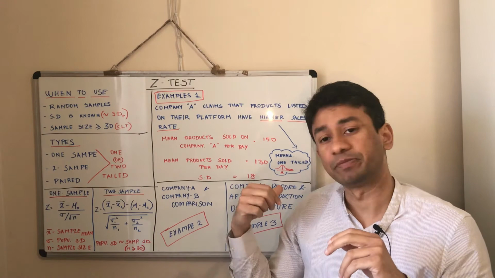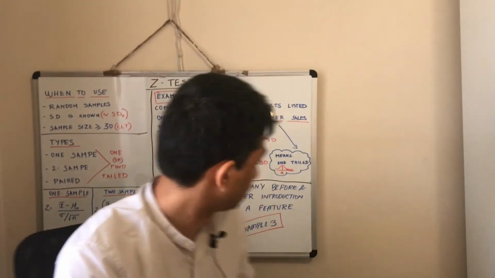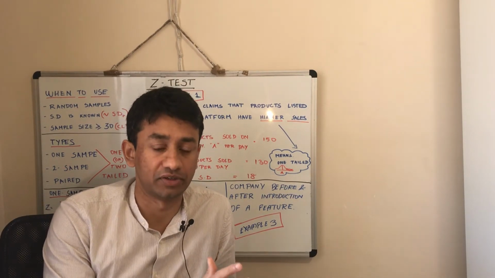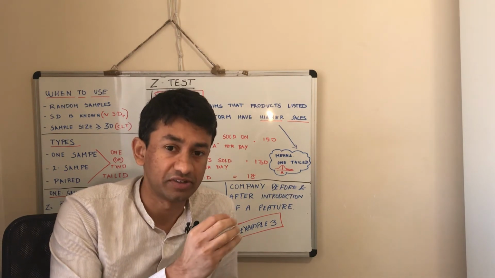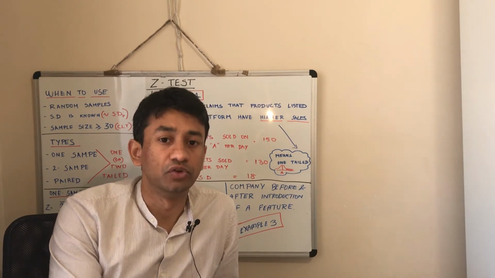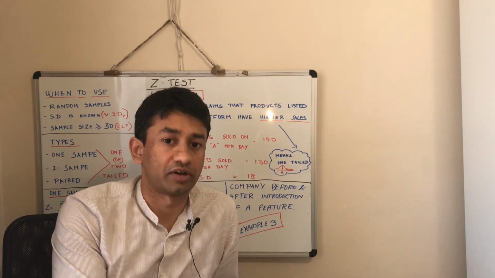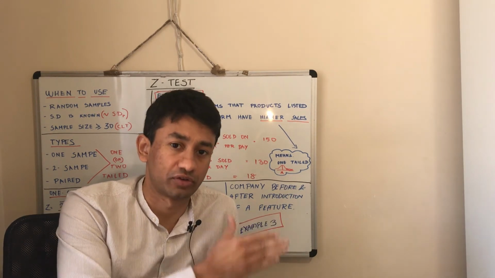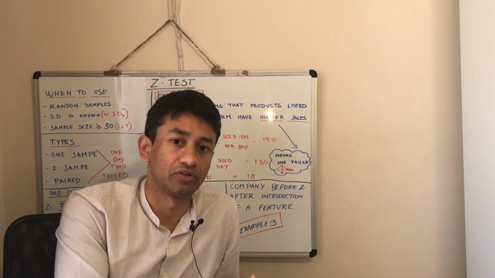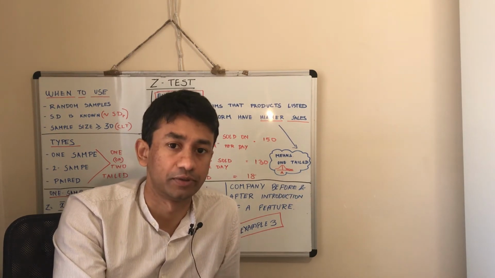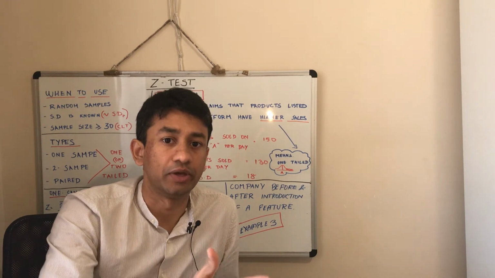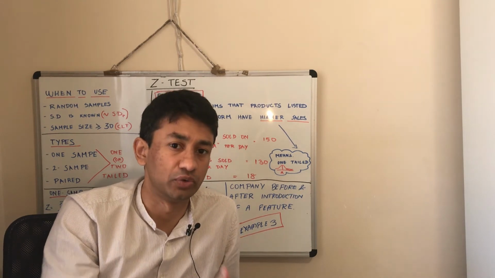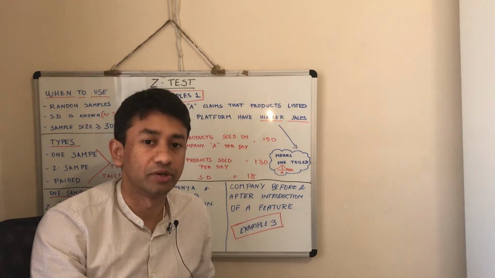The last one is the paired z-test. Coming to the example here, we are considering the same example, company A's data, but we use before and after. Let's say company A is trying to introduce a new feature. We look at the number of products sold before the introduction of this particular feature and after its introduction. We are comparing A to A, the same products, before and after the introduction of something new into that particular sample. In those cases, we use a paired z-test.